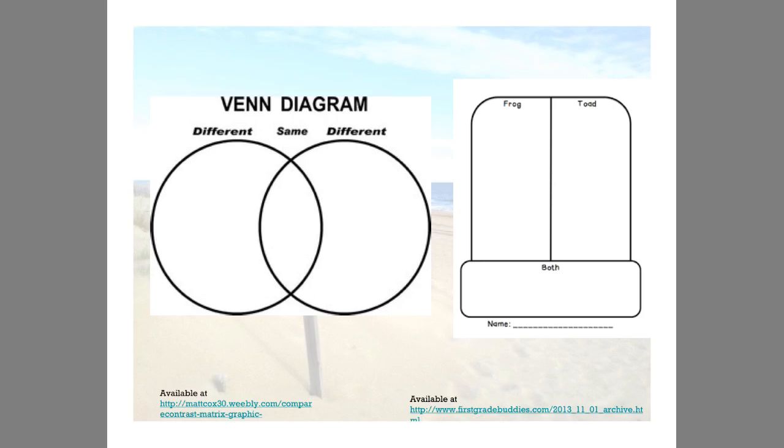So everything that is different between the two concepts, in this case a frog and a toad, would be listed vertically in the columns, and then everything that frogs and toads have in common would be listed horizontally at the bottom, which would be the brim of the top hat.